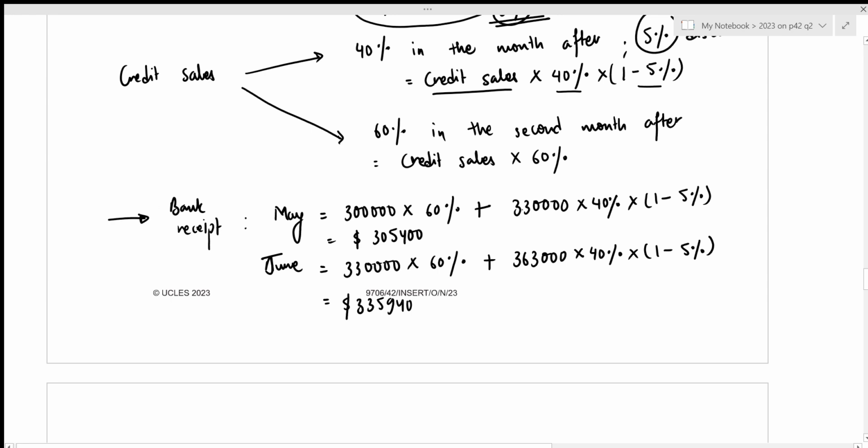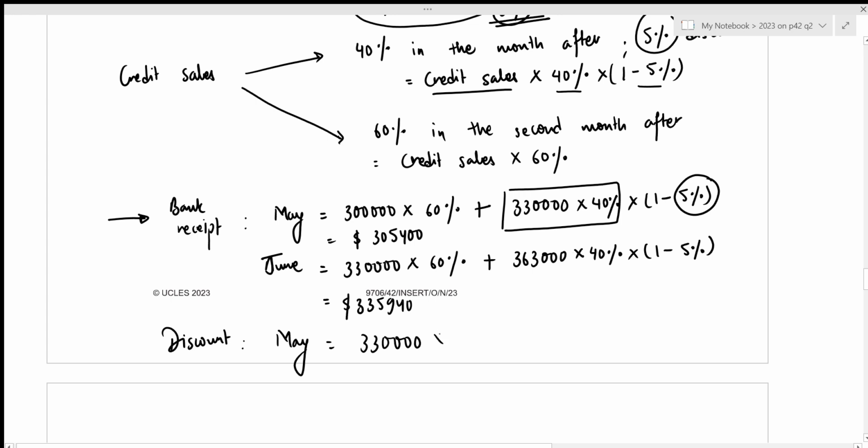Okay, for the discount allowed, we can refer back to our calculation for the bank receipt. Remember that in the month of May, we are allowing discount on 40% of 330,000, and the discount was 5%. So in order to calculate the discount allowed amount for the month of May, we first need to calculate 330,000 times 40%, and the discount allowed was 5% of this value, so times 5%. Which results in the amount of 6,600. This is the discount that we allowed.